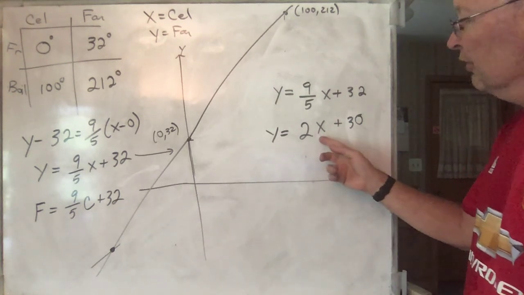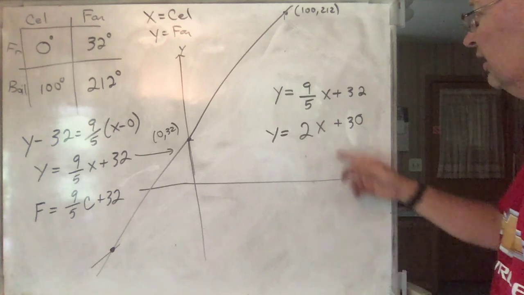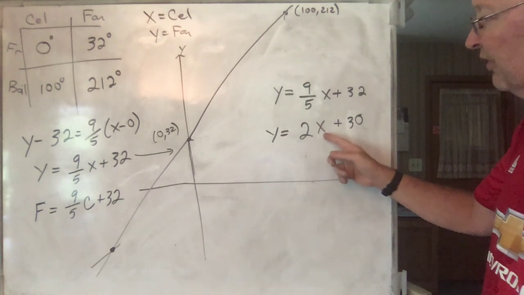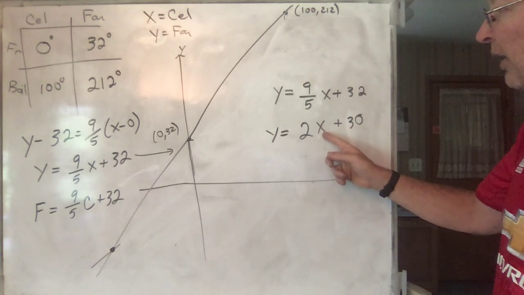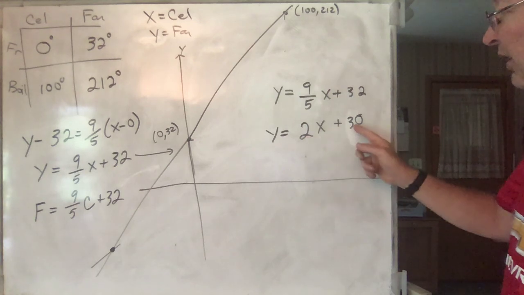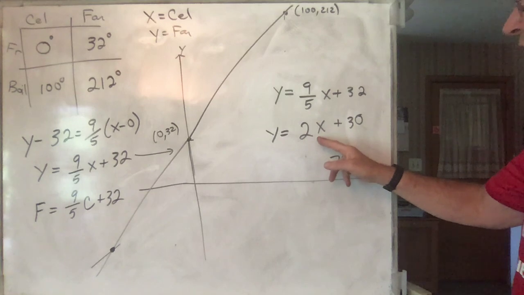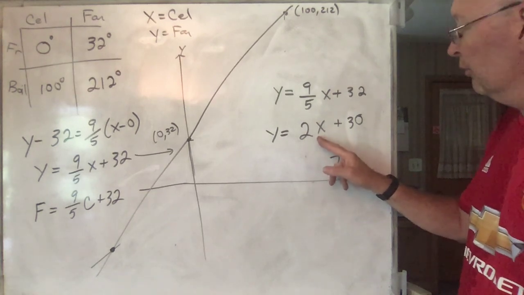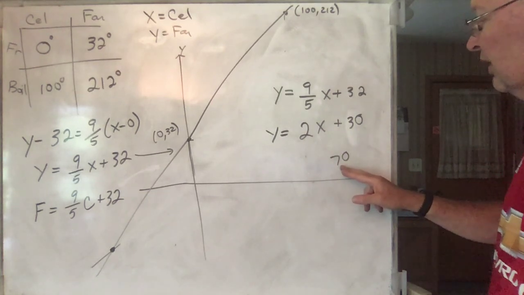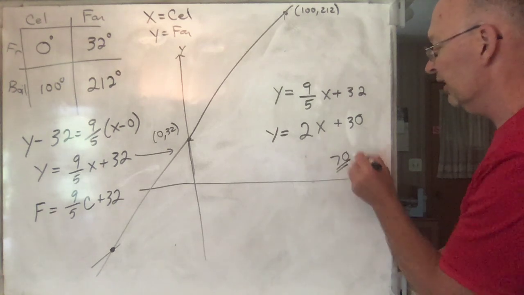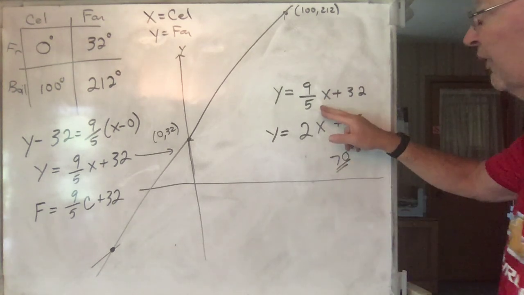Now if you heard on the radio it's 20 degrees outside, you'd say, oh, 20 degrees Celsius, 20 times 2 is 40, 40 plus 30 is 70. So if they said it was 20 degrees Celsius, that would be the same as 70 degrees Fahrenheit. Now that's an approximation, right? Let's see what the actual value is.